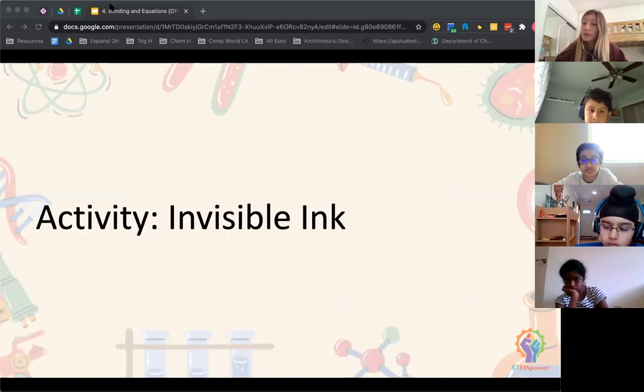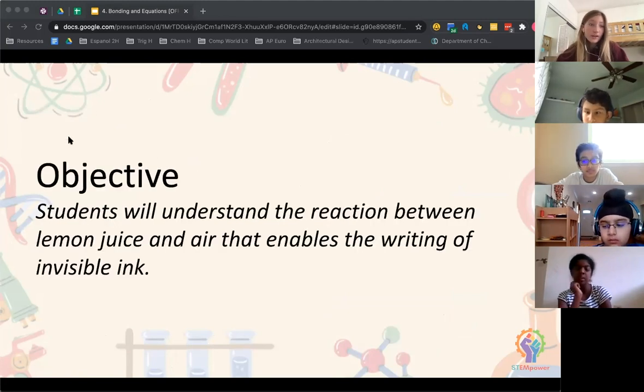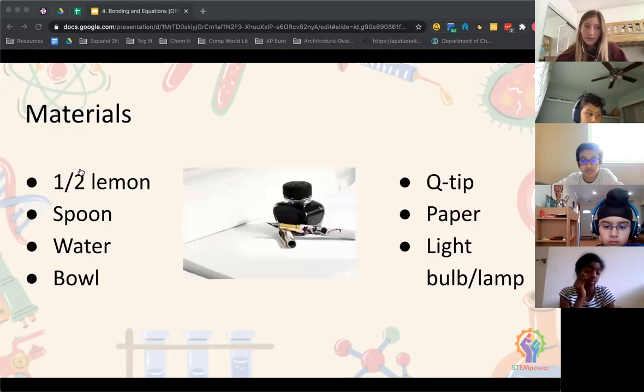All right, so we're going to be moving on to our first activity, which is we'll be creating our own invisible ink. So the objective is that we will understand the reaction between lemon juice and air that enables the writing of invisible ink. Cool.